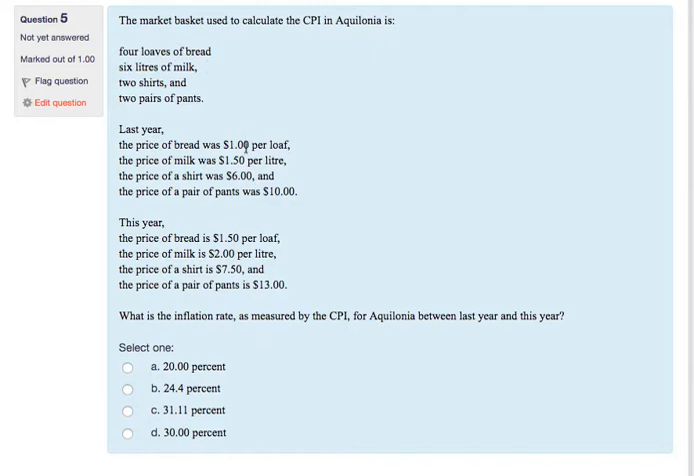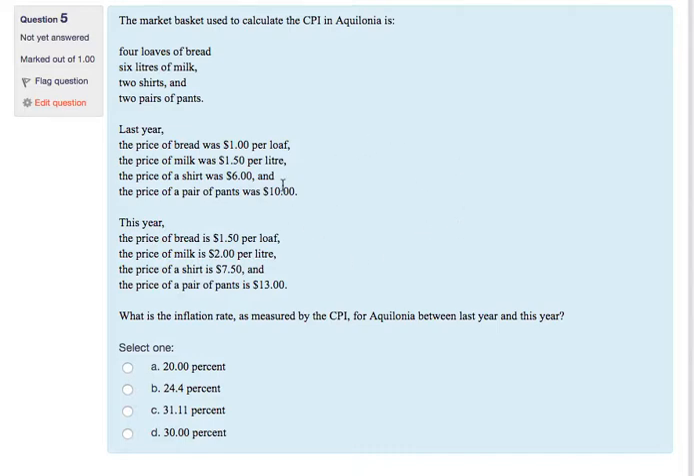So it would be 4 times $1, 6 times 1.50, 2 times 6, 2 times 10. That would be my cost for this year. And then again, 4 times 1.50, 6 times 2, so on, and I'd find the cost for this. Once I have the cost, the formula for inflation using the CPI approach would be the new cost over the old cost, minus 1, close the brackets, times 100, and you would find which of these amounts it would be.